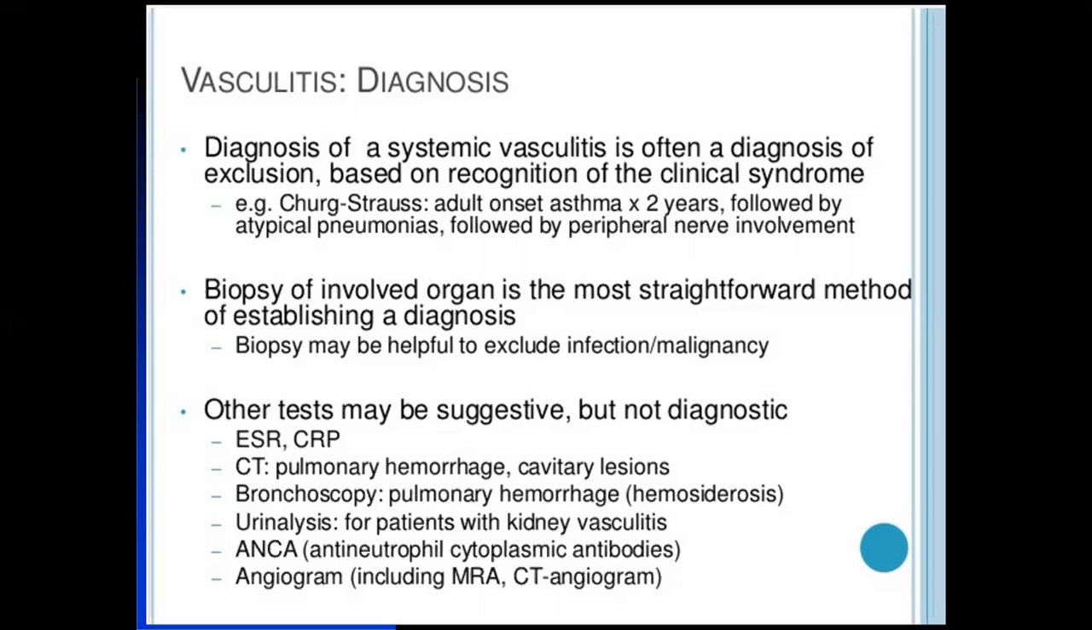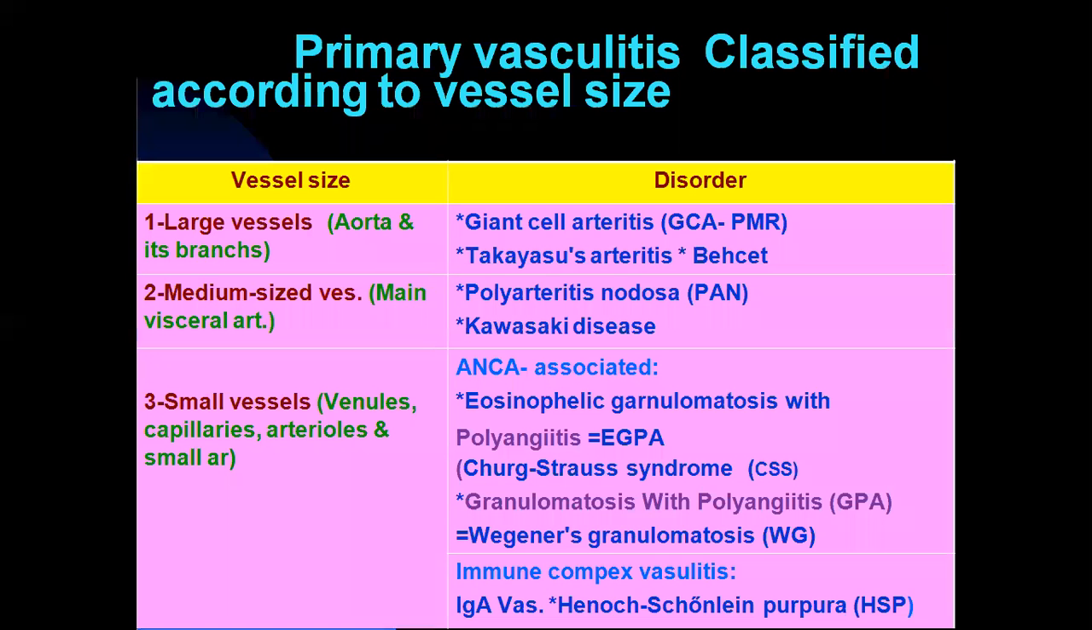Also, biopsy is frequently used to establish the type of vasculitis. So, the biopsy of the involved organ might be helpful in diagnosis. There are certain non-specific suggestive tests like ESR, CRP, that is C-reactive protein, erythrocyte sedimentation rate, and computed tomography, CT, which would be helpful in cases of pulmonary hemorrhage and cavitary lesions. Bronchoscopy, urine analysis, ANCA analysis, that is anti-neutrophilic cytoplasmic antibodies, and angiogram, which include both contrast angiogram and CT angiogram. So these are certain diagnostic tools that might be used.